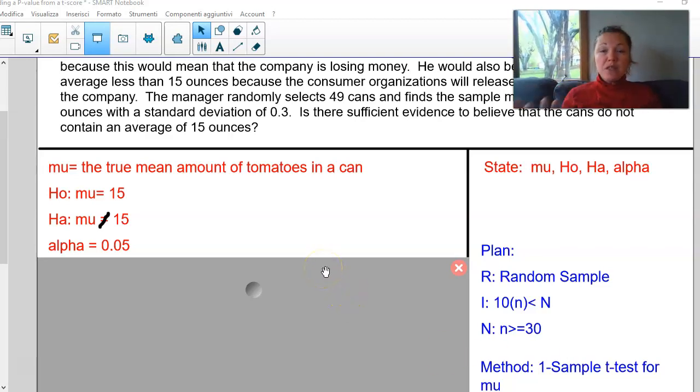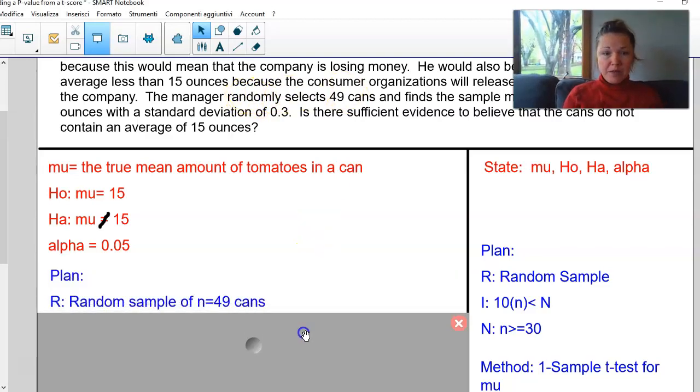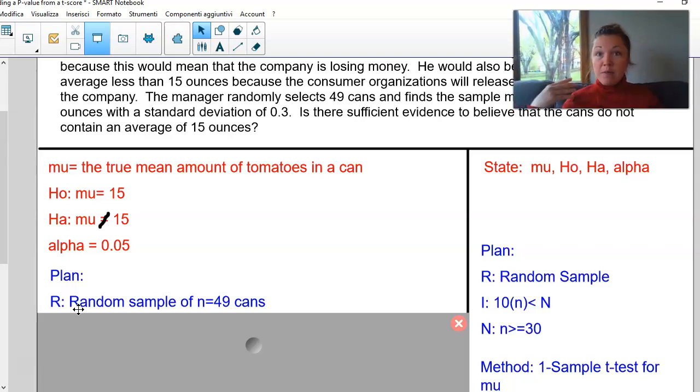Okay, first one, R. In here, does it say we have a random sample? And it does. We have a random sample of 49 cans. So R is equal to a random sample of n equals 49 cans. Now keep in mind, I'm not teaching at the board right now, so I'm not walking around waiting for you to write it down. So you're going to have to pause along the way to write this stuff down.